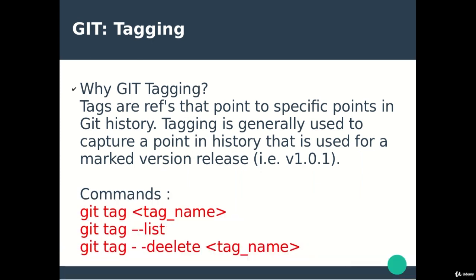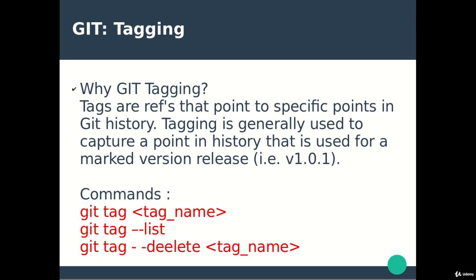So why Git tagging? So guys, tags are references. Basically, as we discussed, tags are references that point to specific points in a Git history. When we say specific points, I'm talking about specific commits, right? So tags are just reference points that refer to a specific point in the Git history.